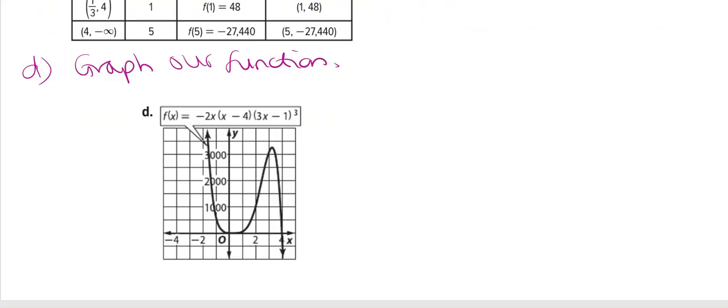Okay, so if we graph our function, we will see that we have our roots. So we have a root at 0, and then we have repeated roots. So we have a root at 4, but we have our repeated roots here, which is at a third. And when we have our repeated roots, it's going to increase. And because there are an odd number of roots, it will then decrease.